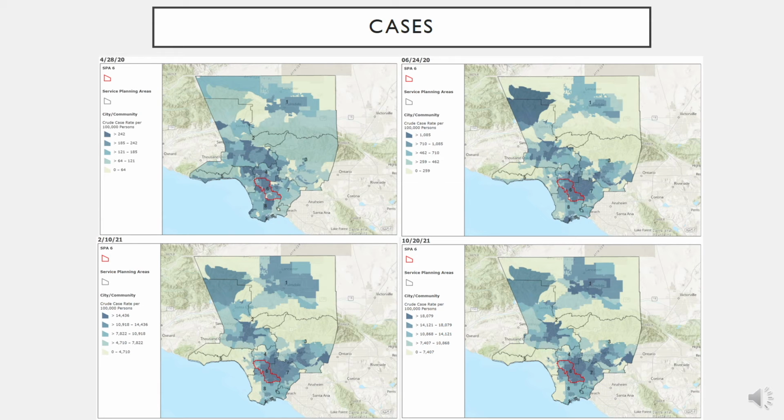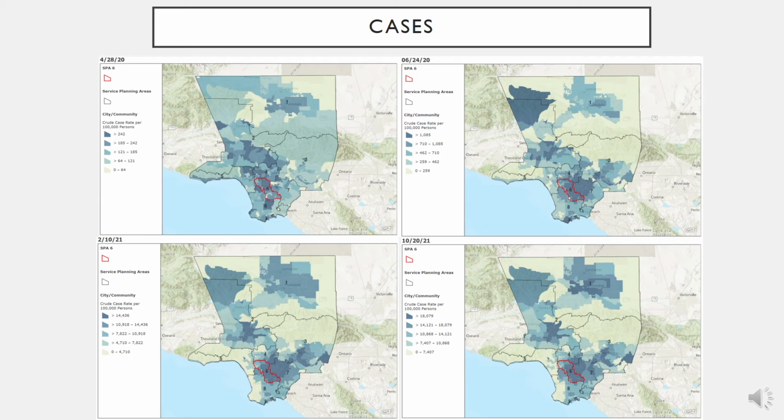In February 2021, you could see those affluent areas have the lowest case rates in the county, while those rates in SPA 6 and East remain high, while Antelope Valley SPA 1 shows an uptick of case rates. And in October of 2021, you could see the pattern sustain itself. Low rate in SPA 5, high rates in SPA 6, with a continual uptick in SPA 1.